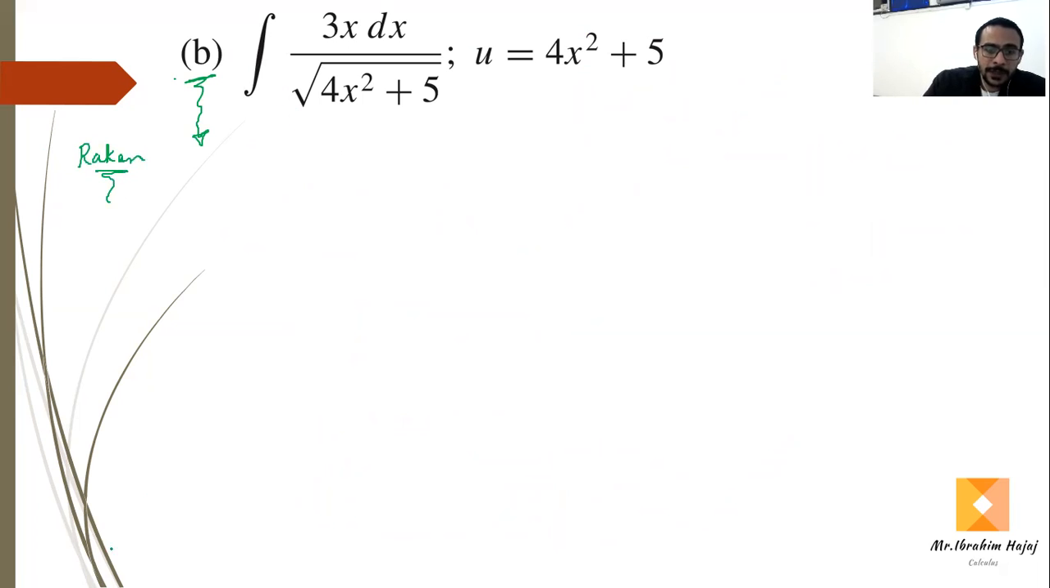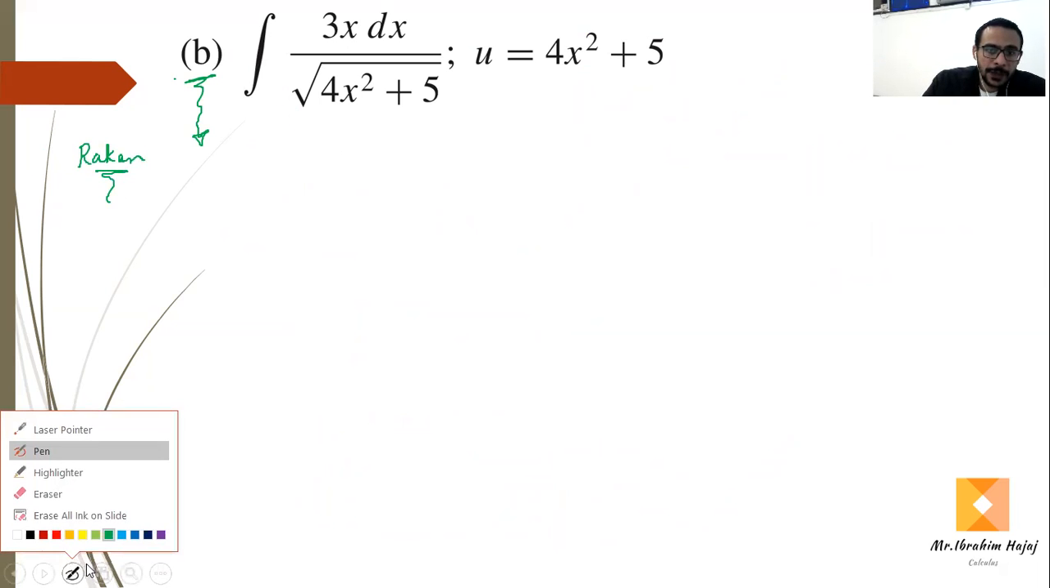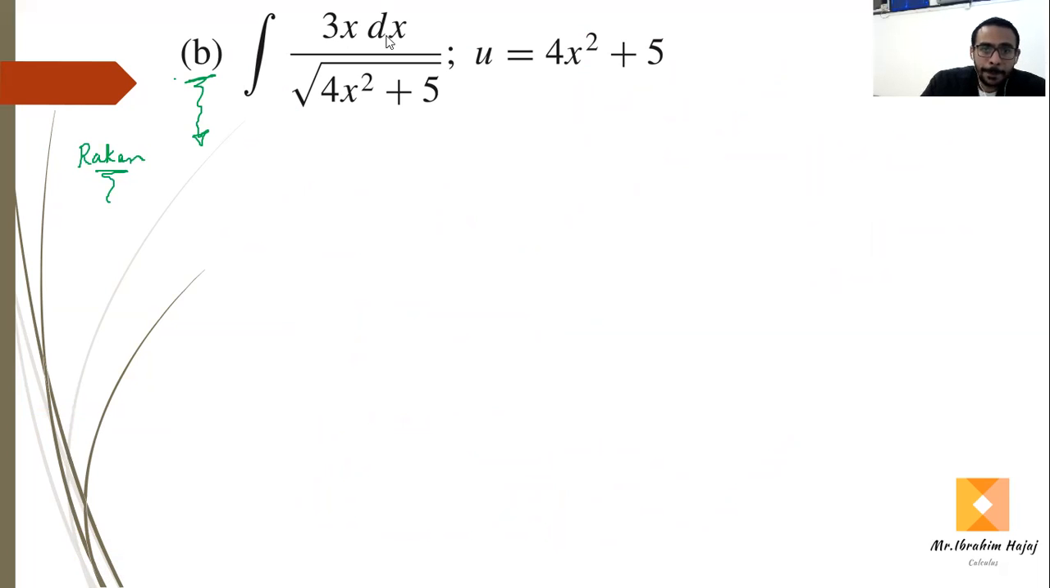Yes, here in this question, we have the integral of 3x dx over radical 4x squared plus 5. And the u is given. Sometimes u is given, sometimes u is not given. As a practice, u is given, but in general, u doesn't come given.